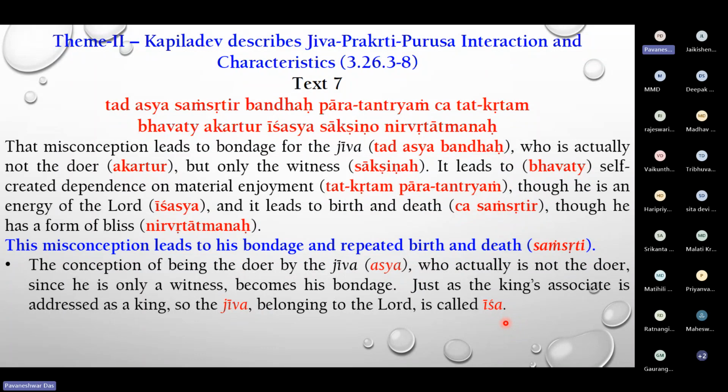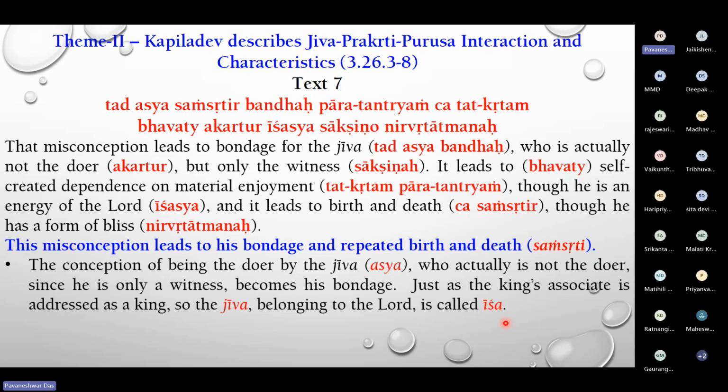The conception of being the doer by the Jiva, who actually is not the doer. Previously we saw Jiva is Akarta and Sakshi. But he thinks that I am the doer, because one identifies with the material body. The conception of being the doer by the Jiva, who actually is not the doer, since he is only a witness. And then one is bound.